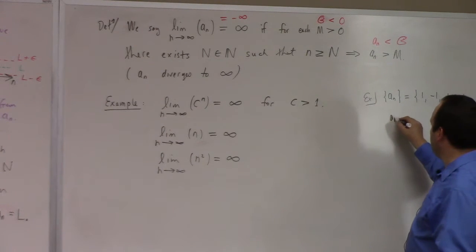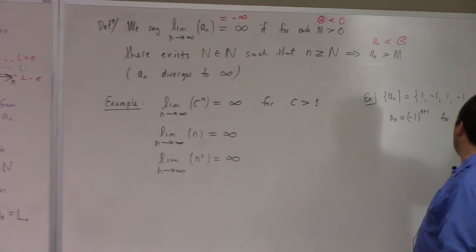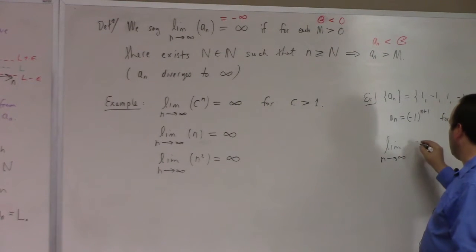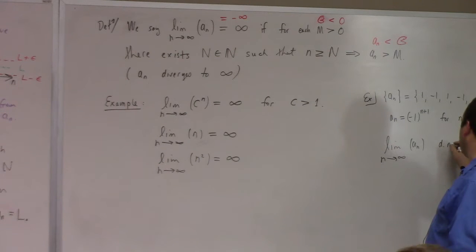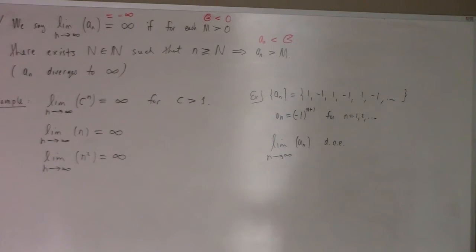Right, in other words, a sub n is equal to minus 1 to the n plus 1. In this case, the limit as n goes to infinity of a sub n does not exist. If you want to make the limit be 1, there are always points in the sequence which are minus 1, which are necessarily 2 units away. So you can never squeeze the epsilon band down farther than plus or minus 1, if you think about it. So this limit does not exist.